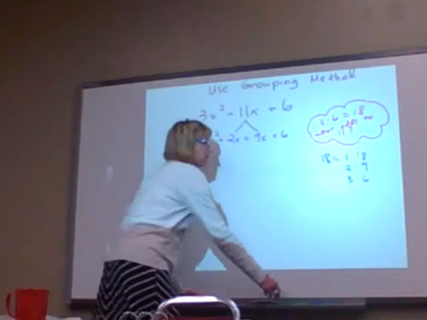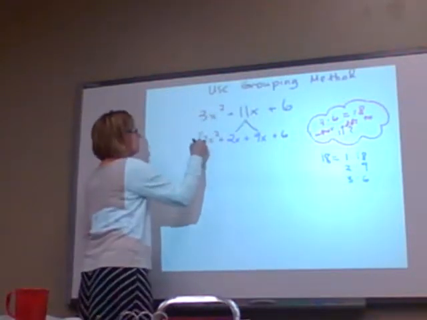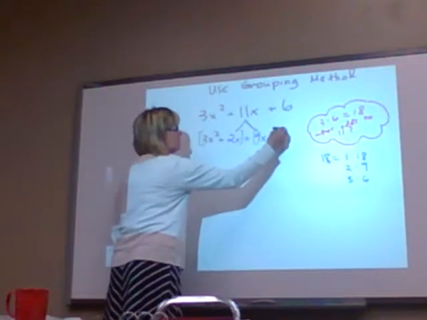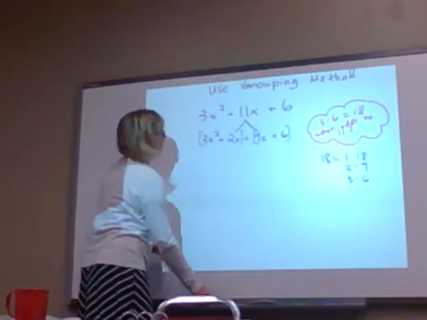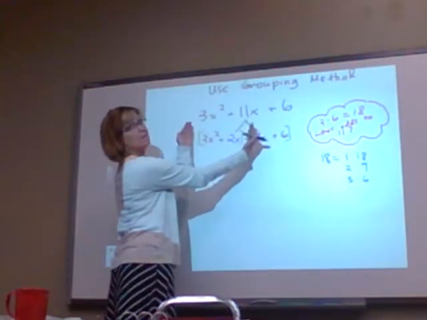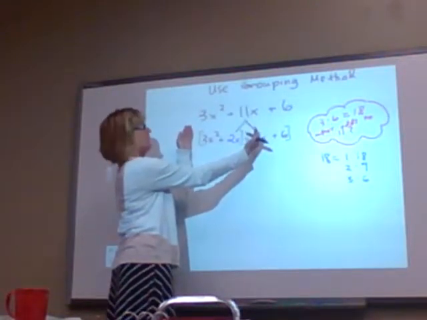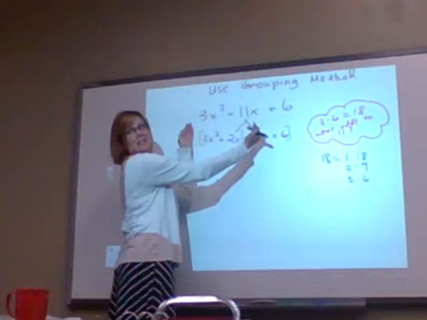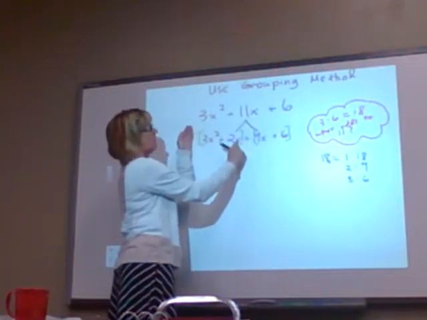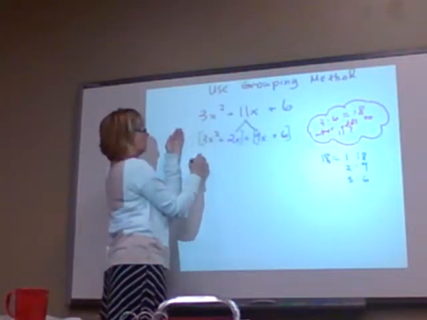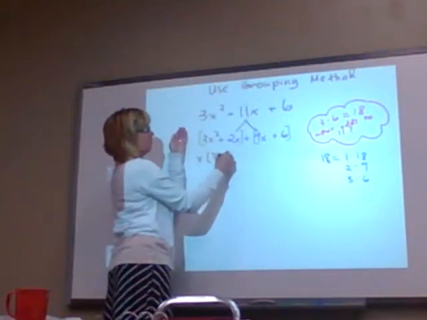Now I want to use my grouping. That means I'm going to put these 2 together and then these 2 together and ask myself, what do these 2 have in common? 3x squared plus 2x. Well, they don't have any numbers in common, but they both have an x that they could give up. So let's take the x off of both of those and put it out front. And that will leave me with 3x plus 2.